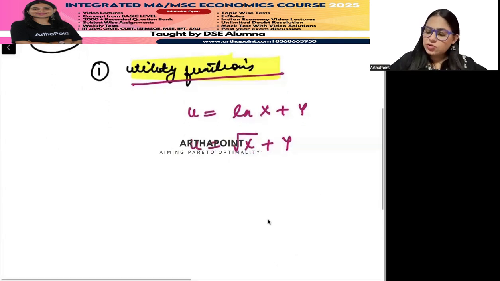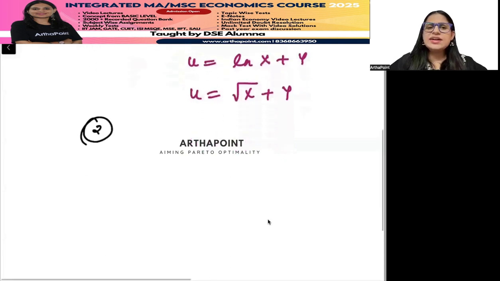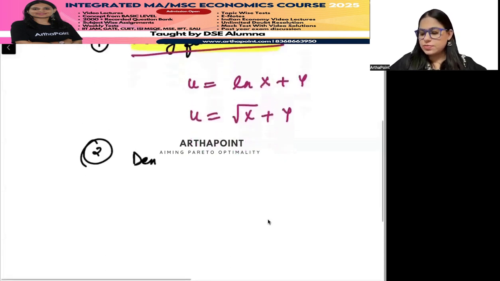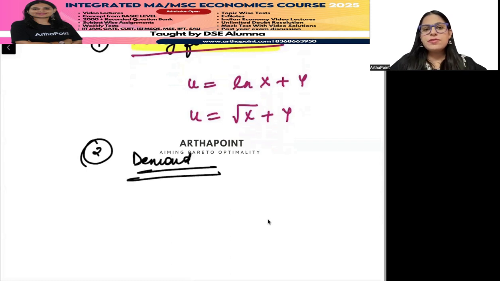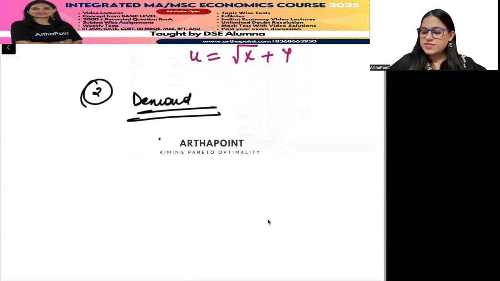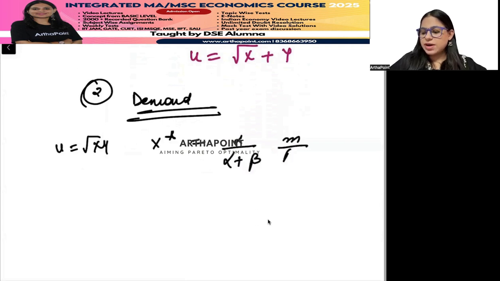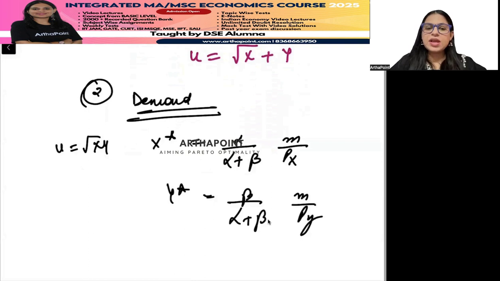The second thing that you have to make sure is that you do the demand functions well. So if you remember, we have already studied that if it is a Cobb-Douglas utility function, then x star will be alpha upon alpha plus beta m by px, y star will be beta upon alpha plus beta m by py. इस चीज को अच्छे से पढ़ लेना है ना.